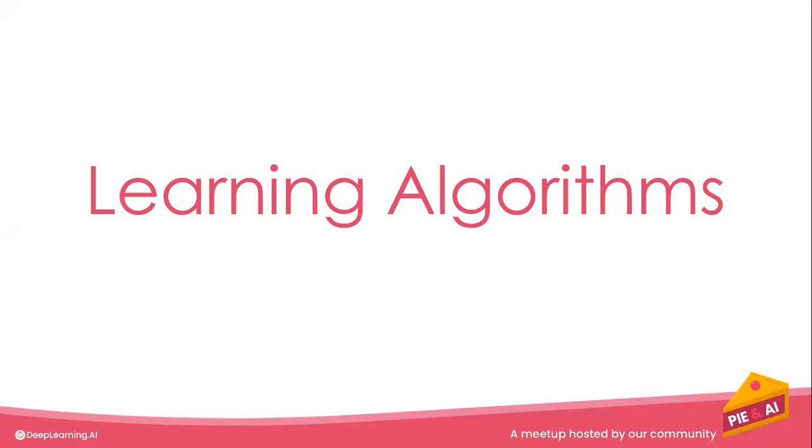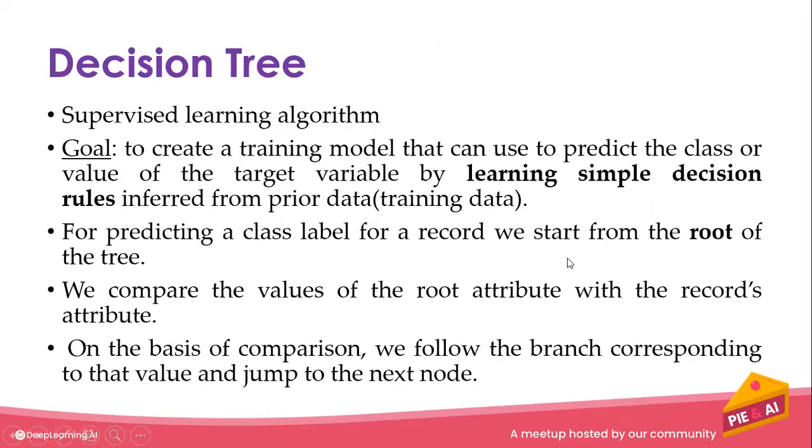Okay, so learning algorithms. The first algorithm that we are going to experiment with is a decision tree. A decision tree is a supervised learning algorithm, so it has both the instances as well as the labels of the corresponding classes. The goal is to create a training model that will be used to predict the class or the value of the target variable. And it learns a simple decision rule.